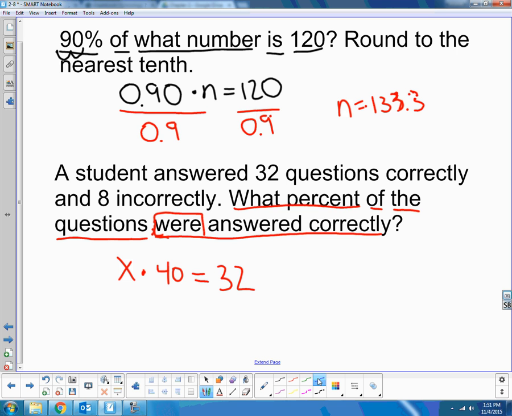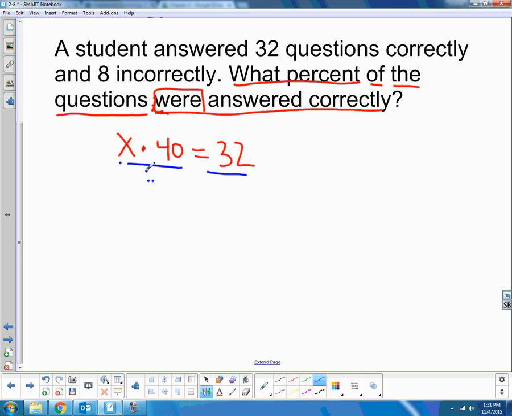Now that I have an equation, I can divide both sides by whatever variable is, by x. I do that inverse operation, divide both sides by 40, and 32 divided by 40 gives me that answer of 0.8, which is not a percent. They didn't get 0.8% correct. They got 32 out of 40. They did pretty well. So we have to change that decimal to a percent, and we get 80% is what they got on that test. And that's how we got those answers.